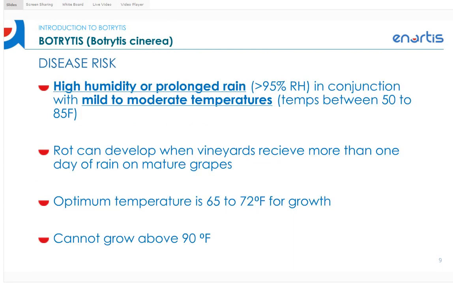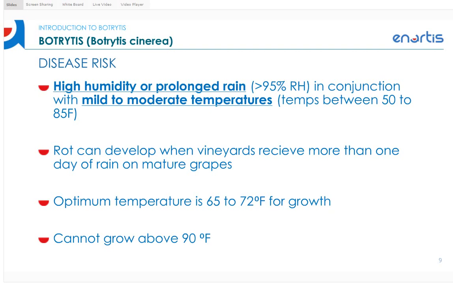So when are we at most risk for botrytis? Really high relative humidity and mild to moderate temperatures result in persistent moisture on berry surfaces and promote infection and disease development. If moisture persists for greater than 15 hours, even without ideal temperatures, this can be considered a severe infection event.